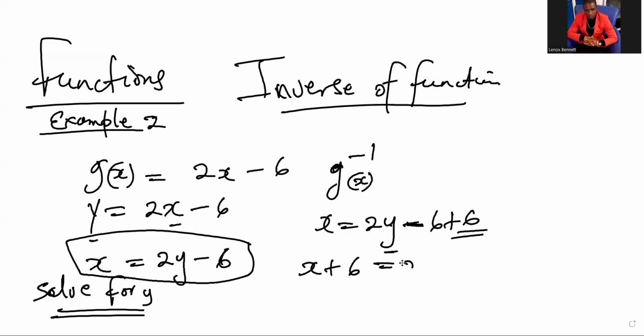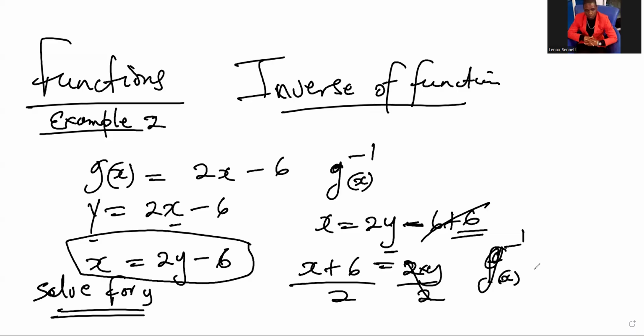And then this is multiplying by y, so the inverse would be to divide. Anything you do to one side, you do to the next side. Therefore, the inverse of g is equal to x plus 6 over 2. We can do this by inspection, but I'm going to show you that later on in the session. All right.